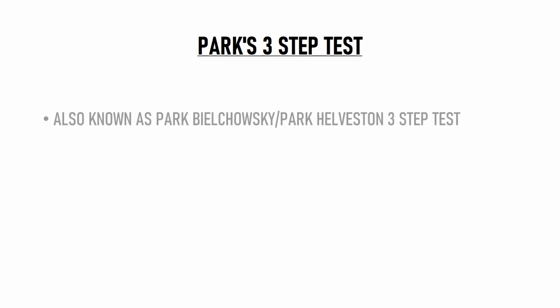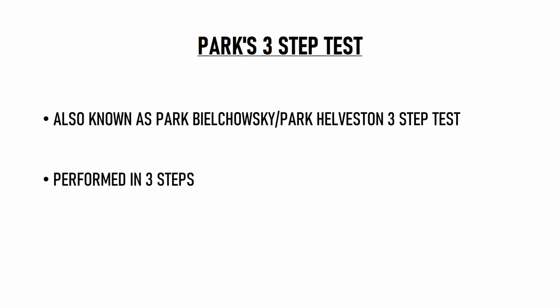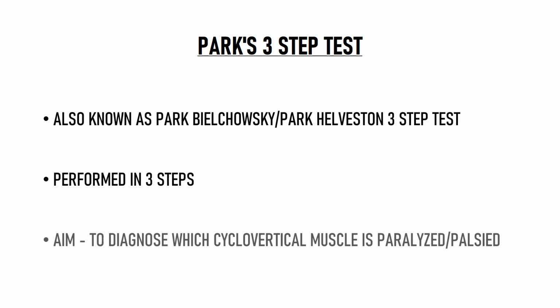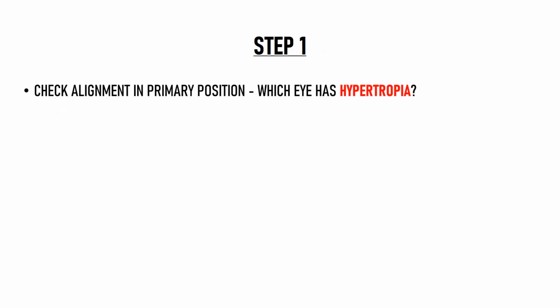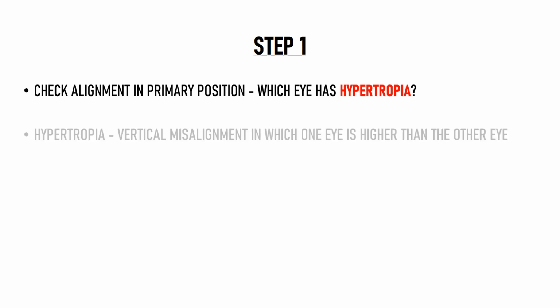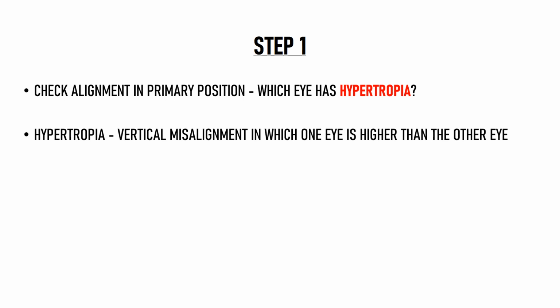So coming back to Park's 3-step test, it is also known as Park-Belchowski 3-step test or Park-Helveston 3-step test. As the name suggests, it is performed in 3 steps, and the aim is to diagnose which cyclovertical muscle of the 2 eyes is not working. So in step 1 of Park's 3-step test, we check the 2 eyes in primary position to see which eye has hypertropia. So what is hypertropia? Hypertropia is a type of vertical misalignment in which one eye is higher than the other eye.